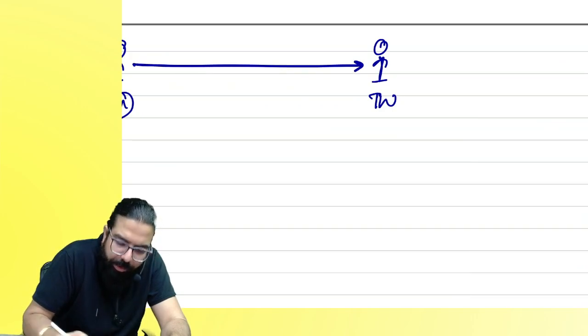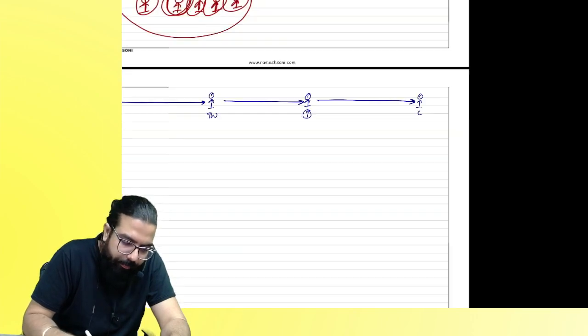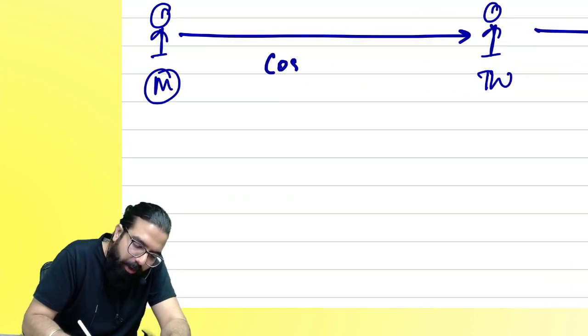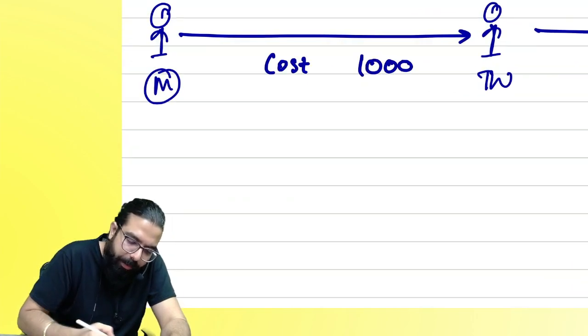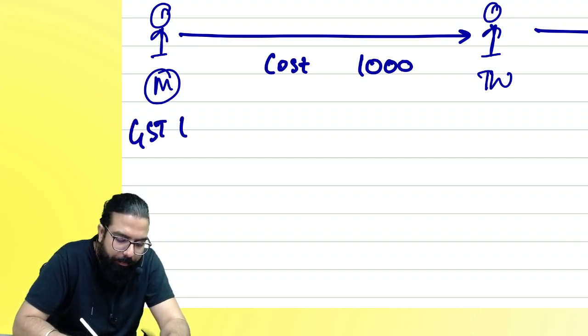He sold the goods further. This guy sold it further. I will tell where he sold at a cost of 1000 rupees. The GST rate on these goods, I will give you as an example.